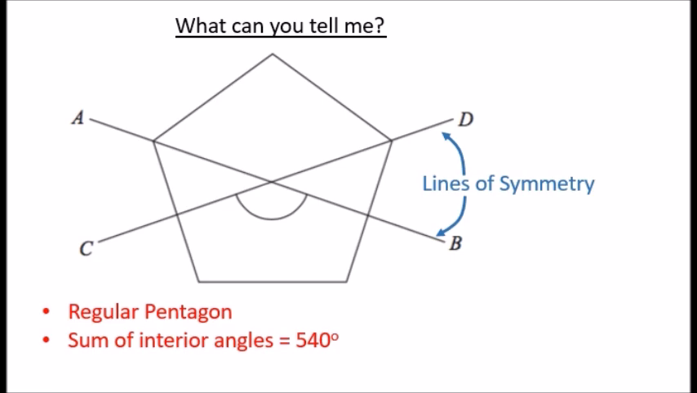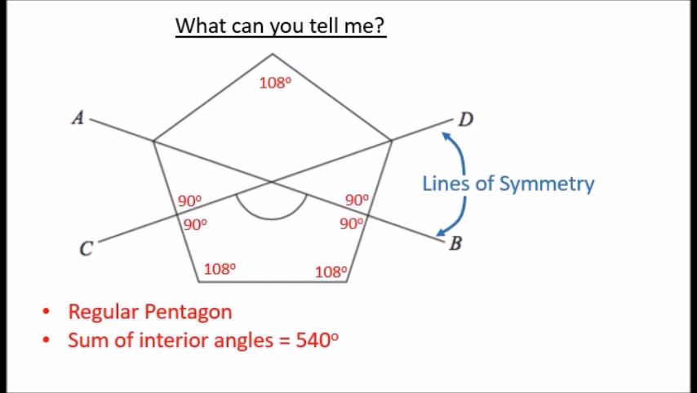The sum of the interior angles of a regular pentagon is 540 degrees. That helps us because it means we can now calculate the size of the interior angle. Or we could have done 360 divided by 5 to get the exterior angle, and then done 180 subtract that to get 108 degrees as our interior angle.